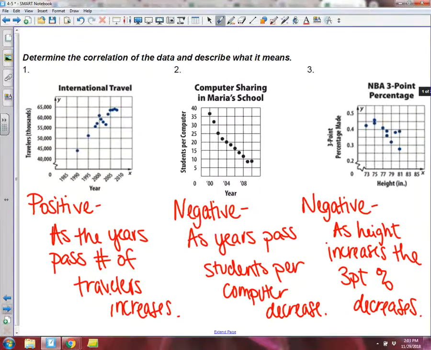And again, this sentence should make sense to you. Do big guys shoot the 3 very well? No. The taller you are, typically the worse a 3-point shooter you are. Typically.